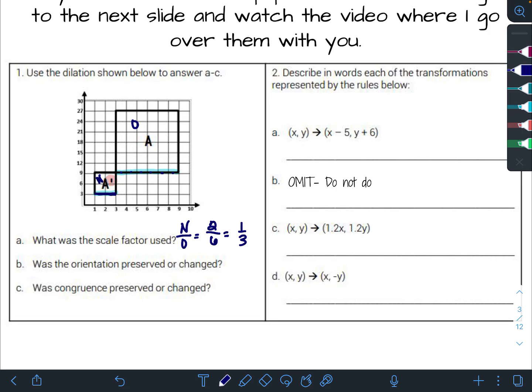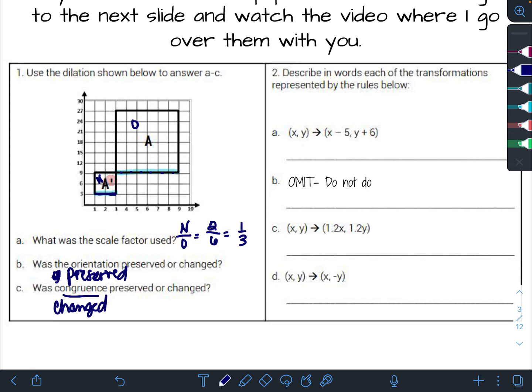Now, orientation is talking about how this shape was sitting. Notice that the shape did not turn at all. It did not flip or anything. It is staying in the same orientation, the same way. So yes, the orientation was preserved. And then it asks about congruence. Congruence means same shape, same size. In this case, it is the same shape, but it is not the same size. So it was changed because we had a reduction.